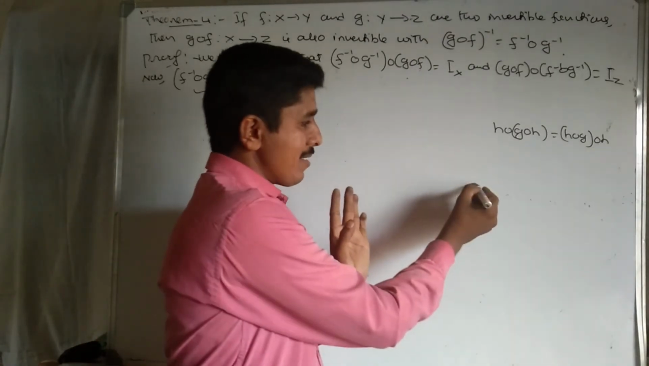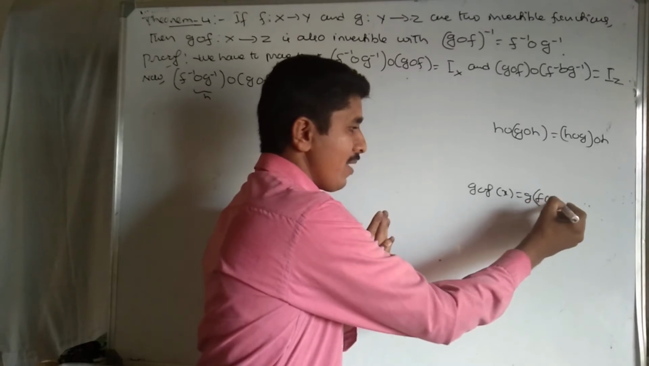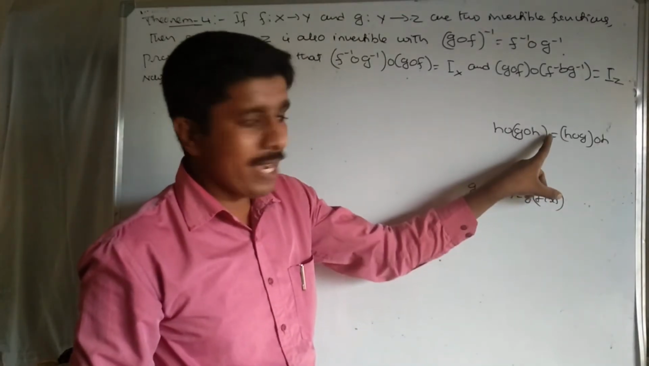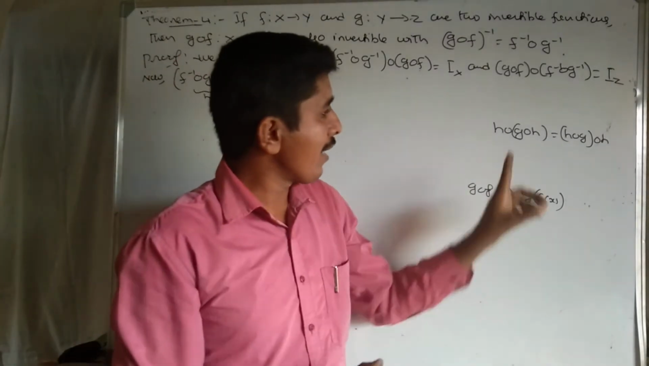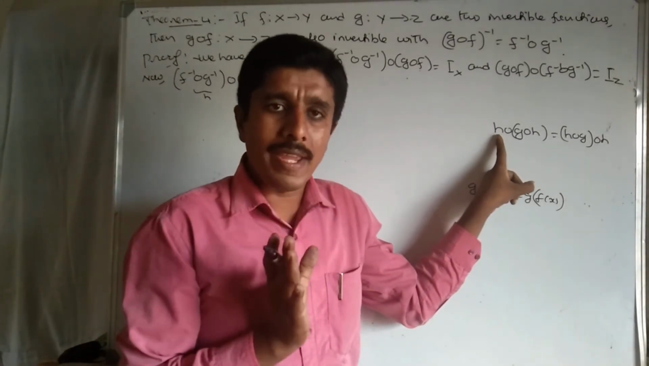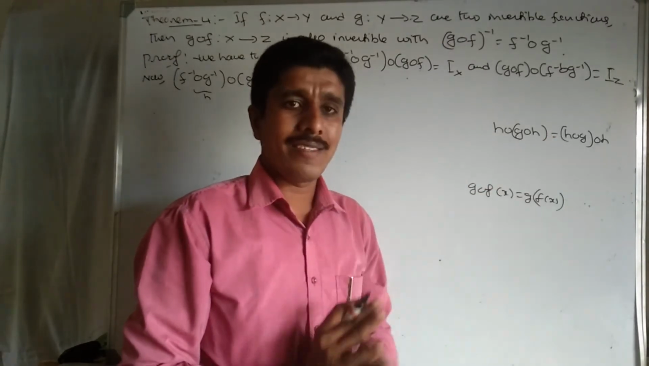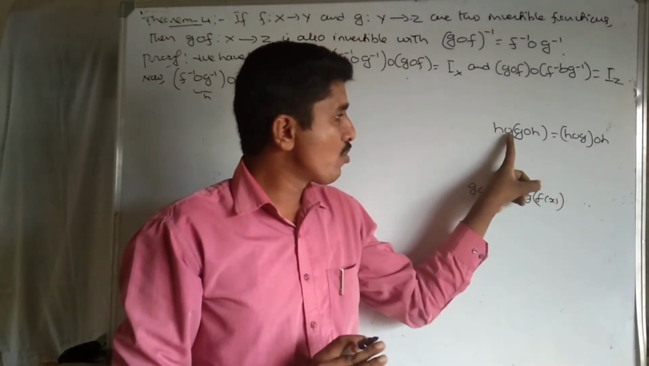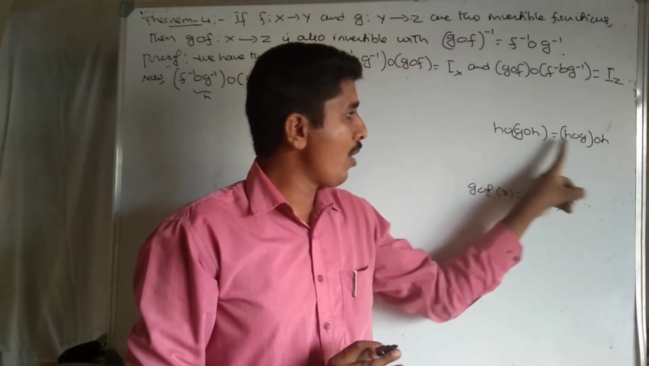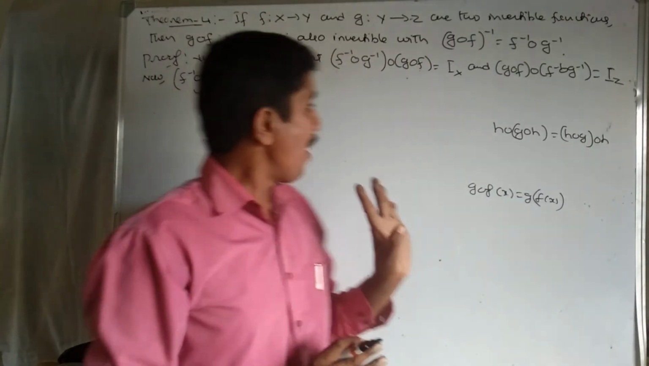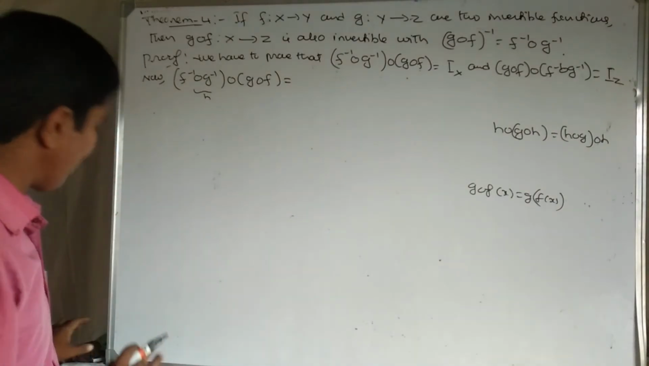If you take a domain element GOF of X, then it can be written as G of F of X. But if I am not taking a domain element, then according to the last theorem, directly you can write like this. Don't remove O here. If you take a domain element, while defining, that can be written like this. But here, HO of GOH, see, HOG of OH, here O is not removed. One thing mind it: I am not taking a domain element X. Directly I am writing like that according to the last theorem.